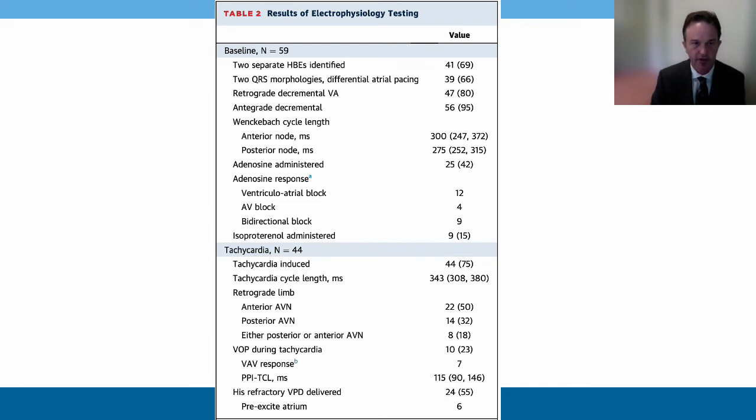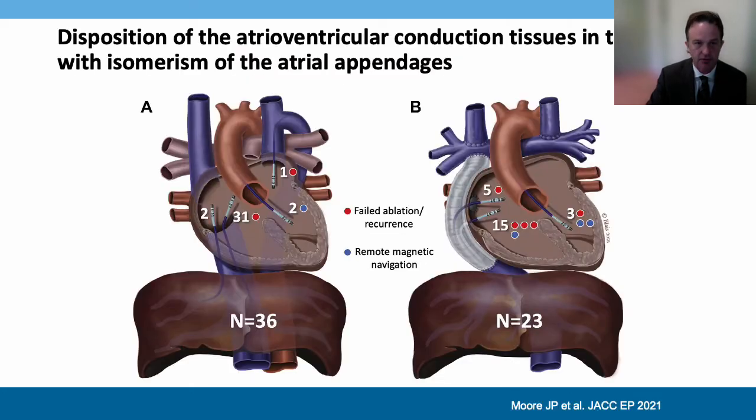And importantly, in tachycardia, we found that the retrograde limb was the anterior AV node in most cases, as has been previously proposed, 50%. But the posterior AV node actually served as a retrograde limb in 30% of cases. And we had bidirectional SVT, so that either the posterior or anterior AV node could serve as a retrograde limb in a significant minority of patients, about 20%, suggesting you could ablate either node in those cases.